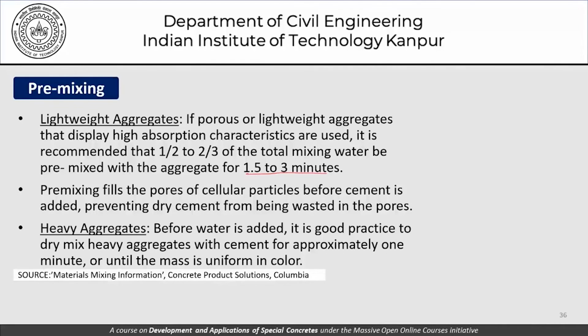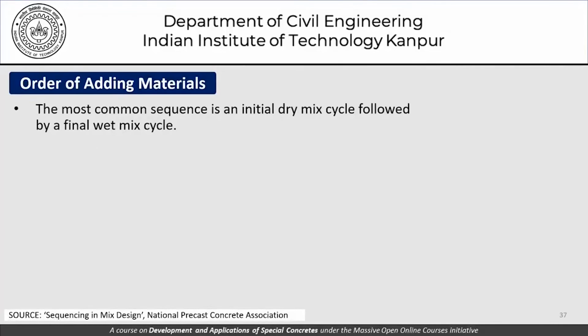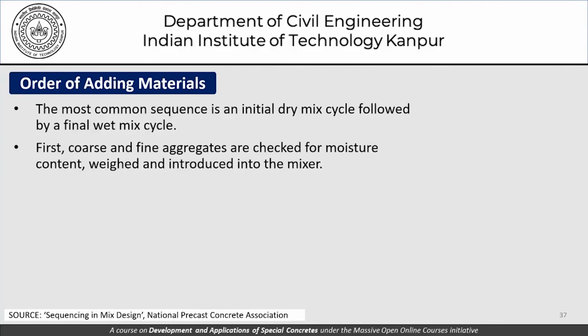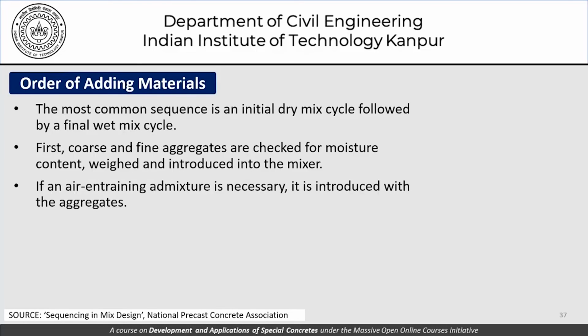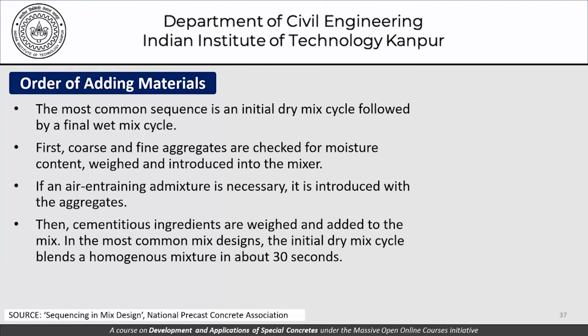Coming back to our discussion on the order of adding materials, the most common sequence is an initial dry mix cycle followed by a final wet mix cycle. First, the coarse and fine aggregates are checked for moisture content, weighed and introduced into the mixer. If an air entraining admixture is necessary, it is introduced with the aggregates. Then cementitious ingredients are weighed and added to the mix. In the most common mix designs, the initial dry mix cycle blends the homogeneous mixture in about 30 seconds.